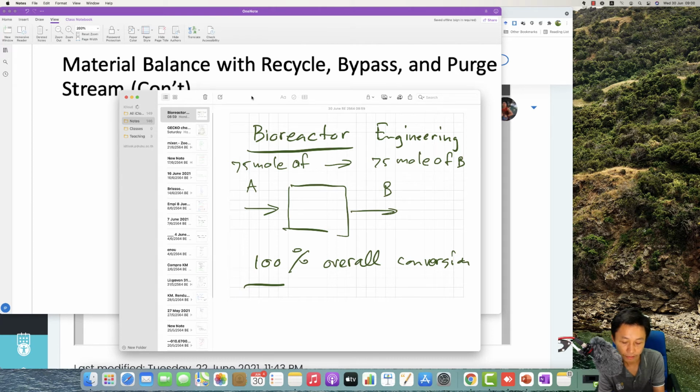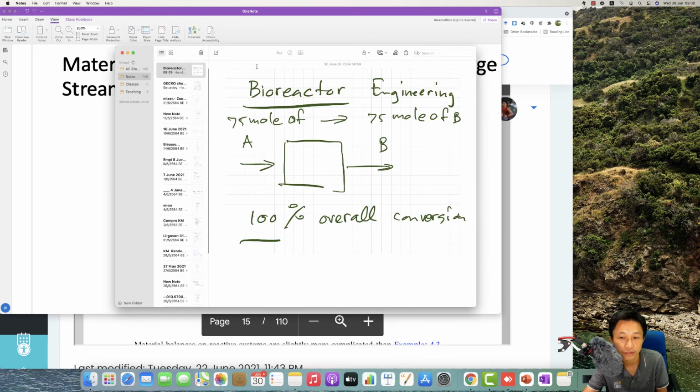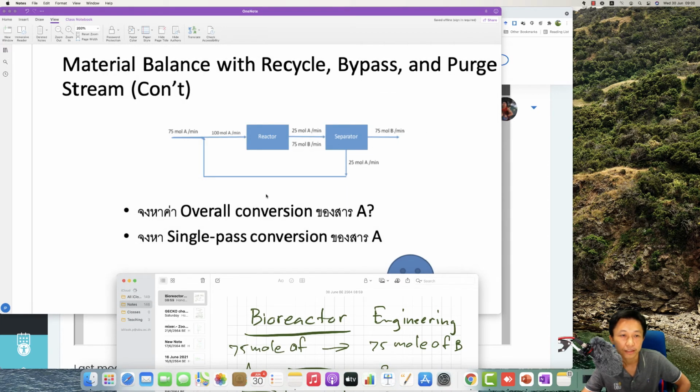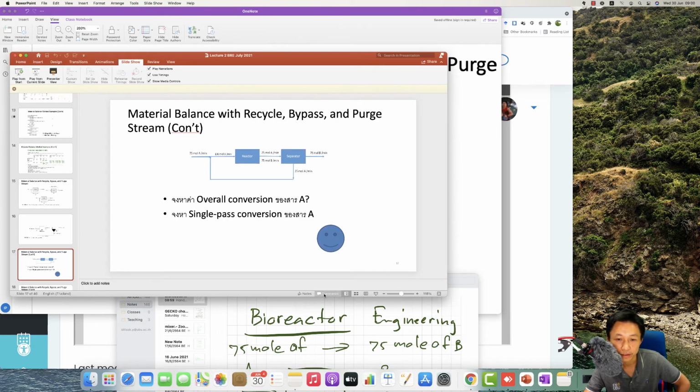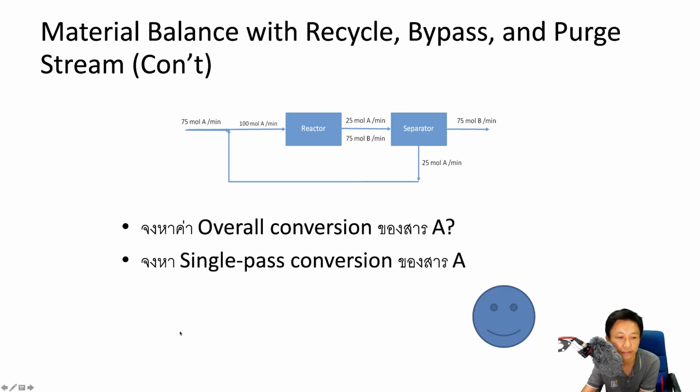Single pass conversion. So this is what I try to mention here. The single pass is only 75%, but the overall conversion is 100% conversion. Okay. This is what this slide tries to mention. What else? Okay, you have your answer from this one. This is 100. This is 75.